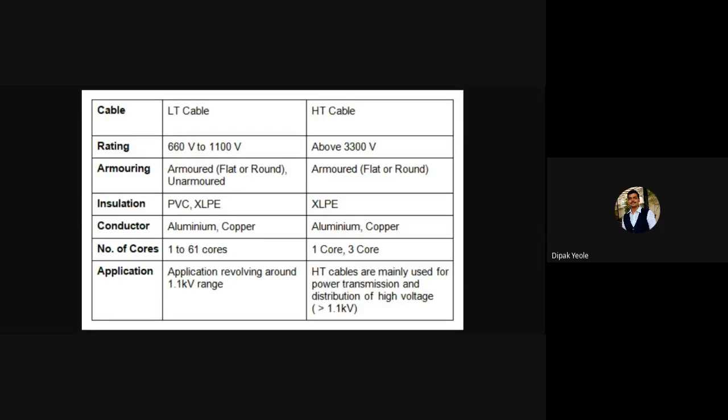You might know that the wiring near your house is called the LT cable. And on the towers near your city, you are going to see that we are using the HT cable. Yes. Then these LT and HT cables are also used for underground purposes. Basically cables are used for underground purposes, but no doubt nowadays we are using LT and HT cables overhead also. Yes, so this is the difference between LT cable and HT cable.